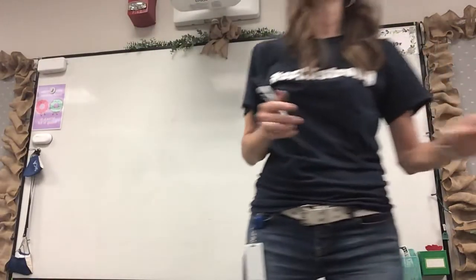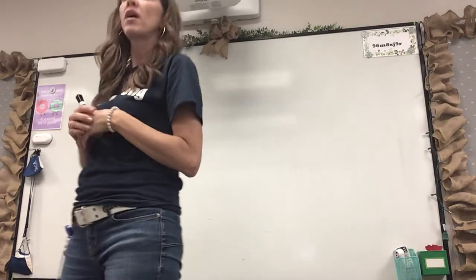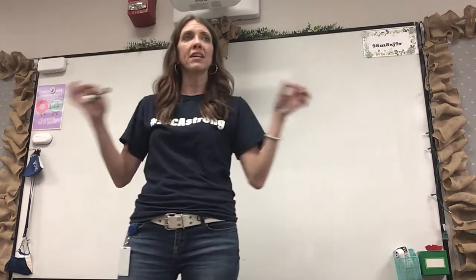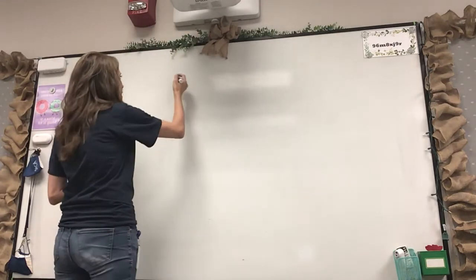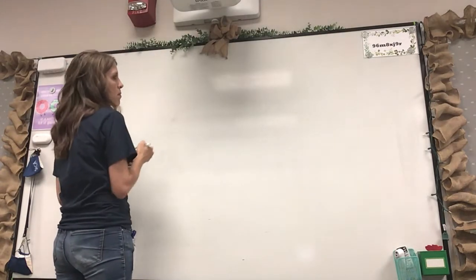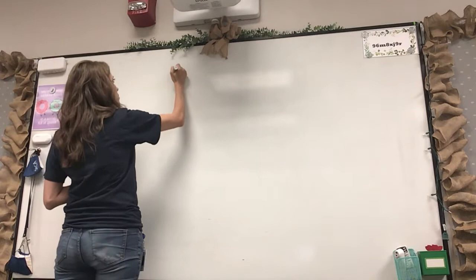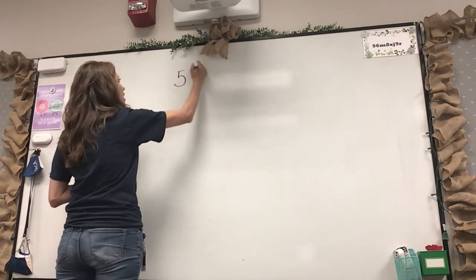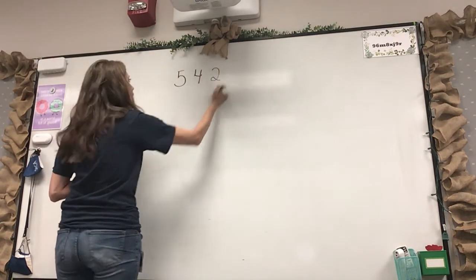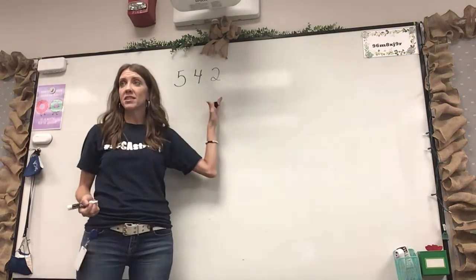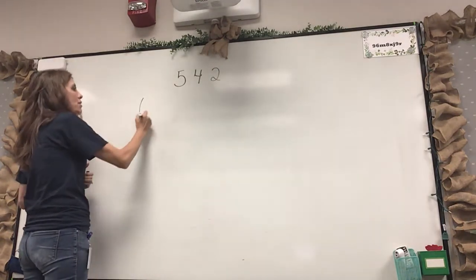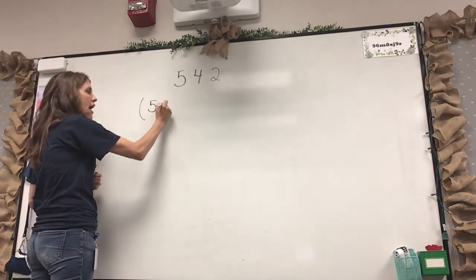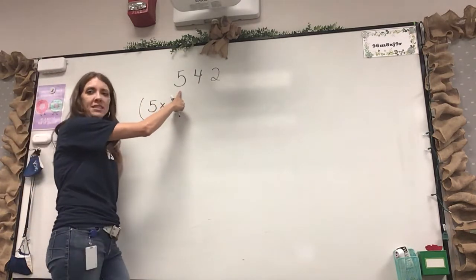Do you remember our lesson from chapter 1 about expanded form? Remember how we took a number like 542, and we took each digit and we expanded it, right? So we took the 5 and we said the digit times the place. What place is it in?